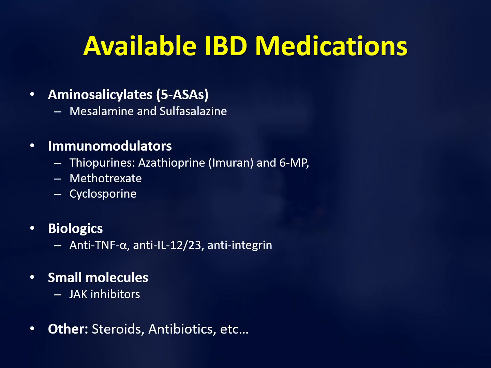This is a brief list just for you to know the available families or classes of medication: the aminosalicylates and the immunomodulators. In the immunomodulators, we have azathioprine or Imuran, methotrexate, or cyclosporin. You have the biologics, which target anti-TNF alpha, interleukin 12, 23, or the integrin. And you have the small molecules, which are the JAK inhibitors, and you have the mainstay of therapy that has been there for decades in the treatment of IBD, which is the steroids.